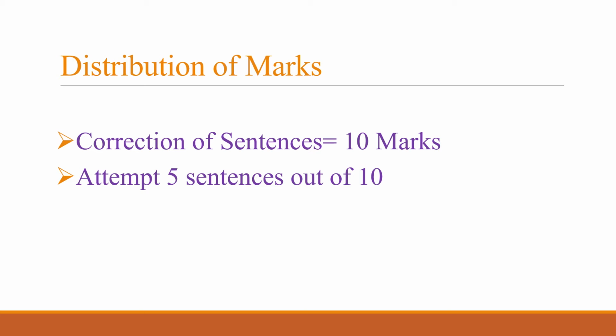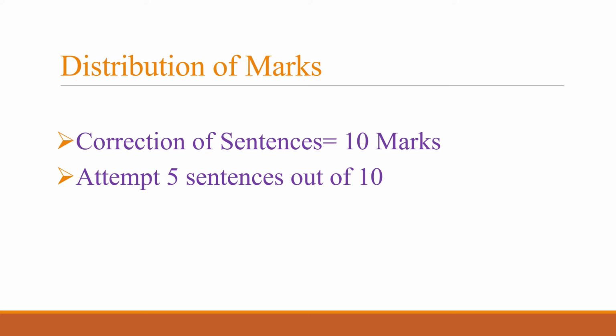Then the next question is related to the correction of sentences, and this question carries 10 marks. In correction of the sentences, incorrect sentences are given, and the mistakes in the incorrect sentences could be the mistakes of the noun or pronoun or adjective, adverb, like these, and this could also be related to the subject verb agreement. So incorrect sentences are provided in the question paper, and you would be required to write those sentences in a correct order and correct manner, and you will be given 10 sentences, and what you need is to attempt 5 sentences out of there.